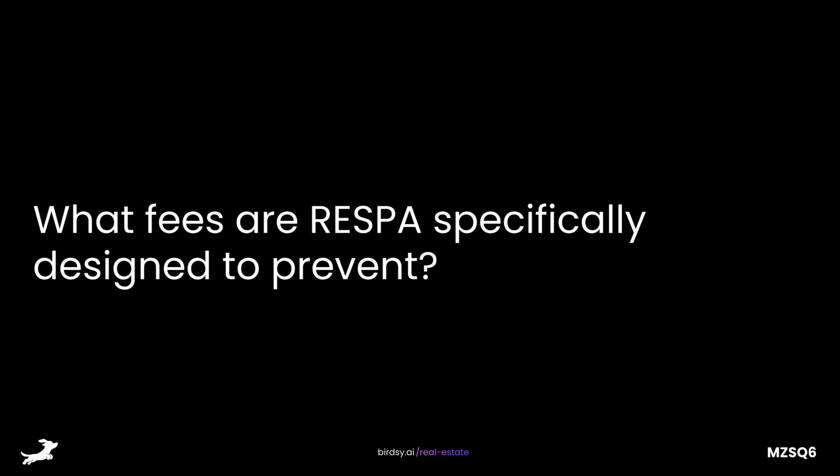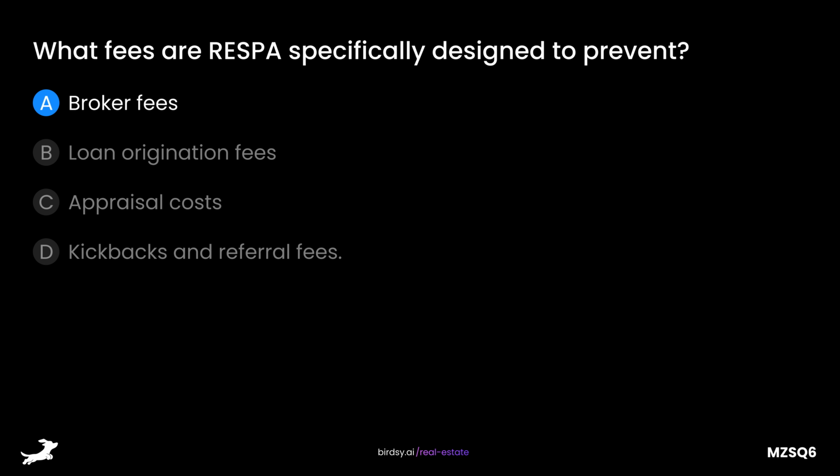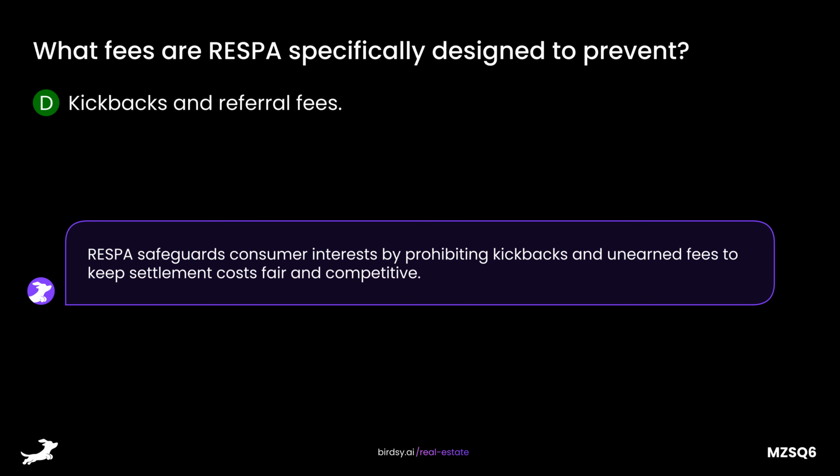What fees is RESPA specifically designed to prevent? Is it A, broker fees, B, loan origination fees, C, appraisal costs, or D, kickbacks and referral fees? The answer is D, kickbacks and referral fees. RESPA safeguards consumer interests by prohibiting kickbacks and unearned fees to keep settlement costs fair and competitive.